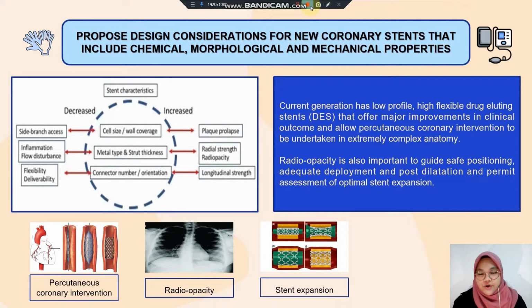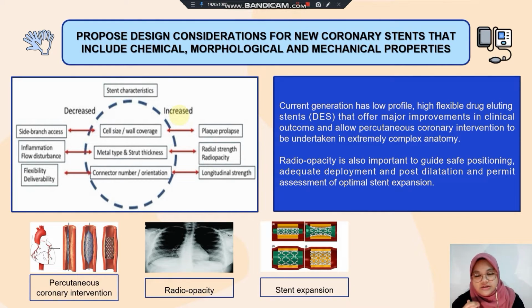In question 4, we need to propose design considerations for the new coronary stent that include chemical, morphological and mechanical properties. This slide shows the current generation has a low profile, highly flexible drug-eluting stent that offers major improvement in clinical outcome and allows percutaneous coronary intervention to be undertaken in extremely complex anatomy. This diagram shows the characteristics that must be improved to lower the side effects.